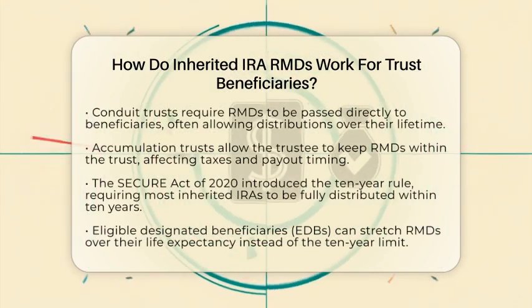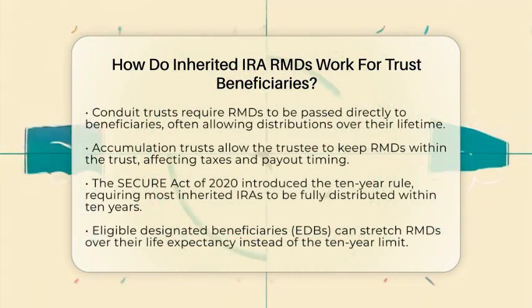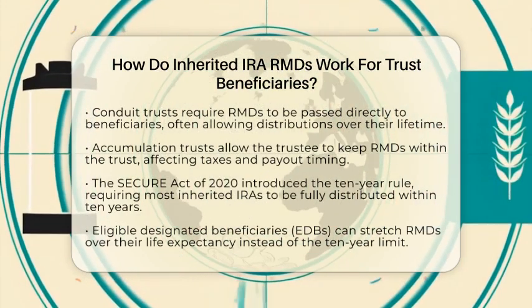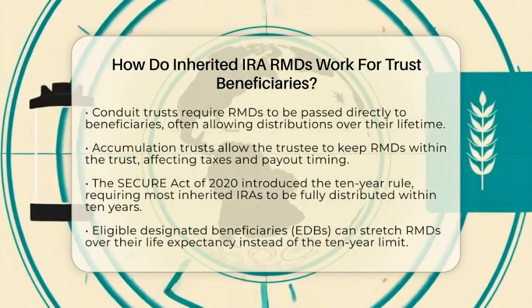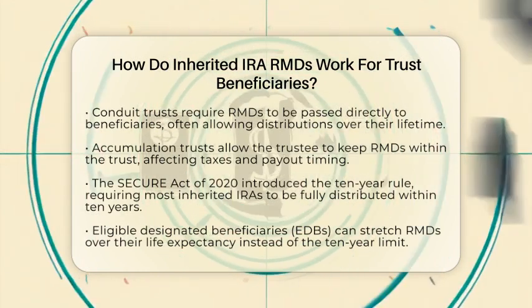Here, the trustee can keep the RMDs within the trust instead of passing them immediately to the beneficiaries. This can affect how much tax the trust pays and might lead to shorter payout periods. It also gives the trustee more control over when and how the money is distributed.